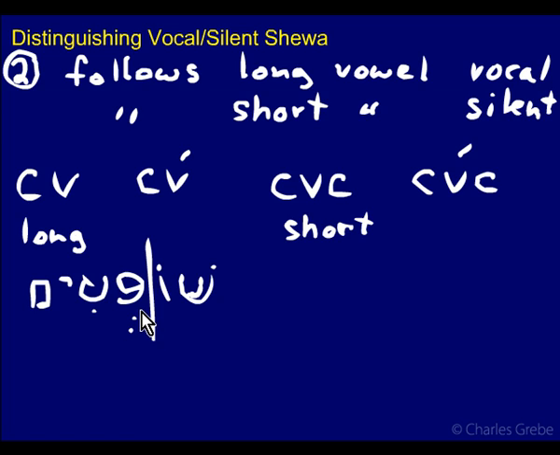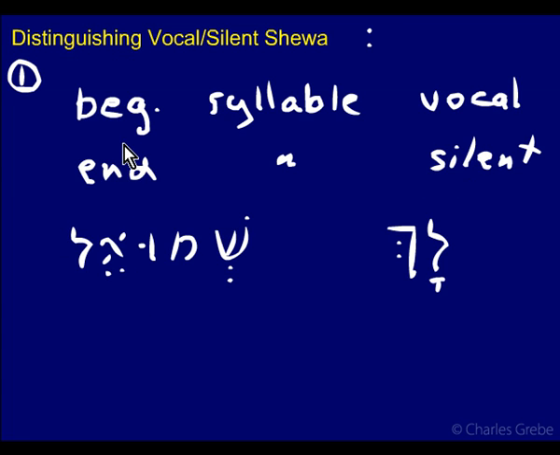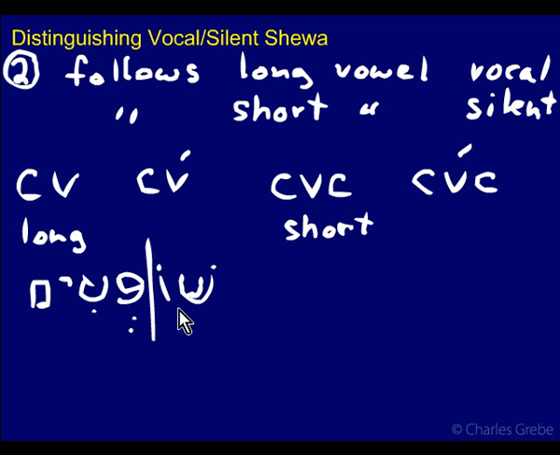Now we look at our Shewa. We see, okay, our Shewa is at the beginning of the next syllable. And if we go back to our base rule, we see that a Shewa at the beginning of a syllable is vocal. So, beginning of a syllable is vocal, which is the same conclusion that this rule stated. But we didn't use this rule. We simply divided up by syllables and applied the first rule about whether Shewa comes at the beginning or end of a syllable. So really, this rule is just the first rule plus syllable division. Now let's look at a counterexample, or example of the other one.